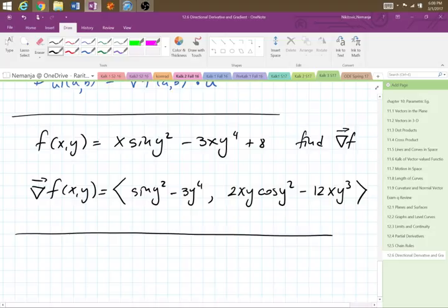So let's write that out. We'll do it in purple. Everyone is happy.